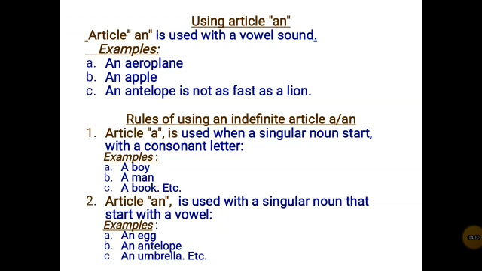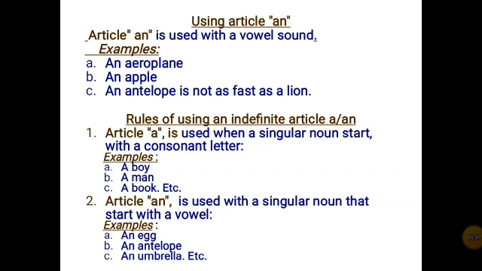Now, beneath this, we want to see the rules and regulations on how to use indefinite article A and indefinite article an. That means that there are rules and regulations that guide the using of article A and article an. 1. Let's see. Article A is used when a singular noun starts with a consonant letter. That is, we can use article A when a singular noun starts with a consonant letter.